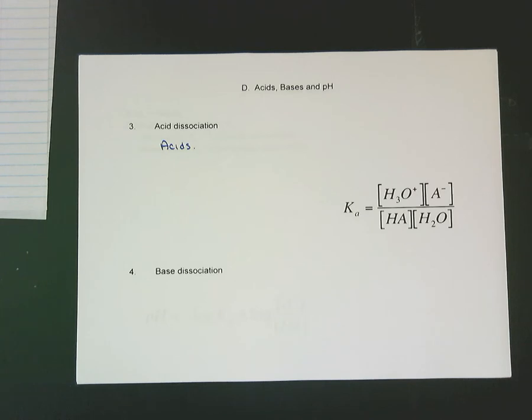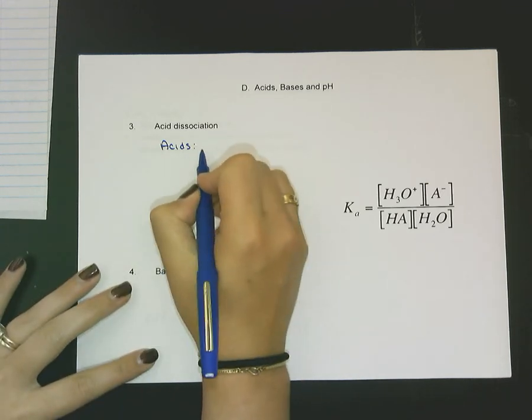All right, acids. What is the major characteristic of an acid? What's the one thing acids are known to do? They give away hydrogens, give away protons, right? They are proton donors.